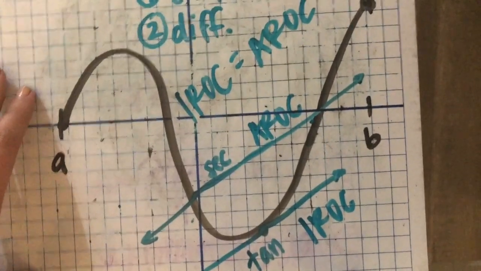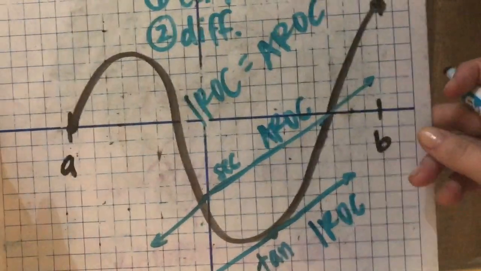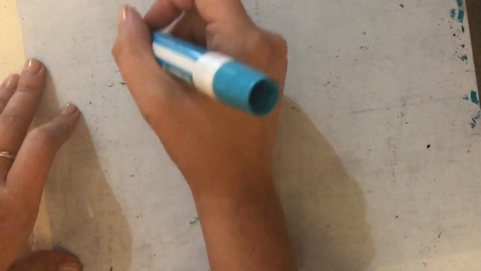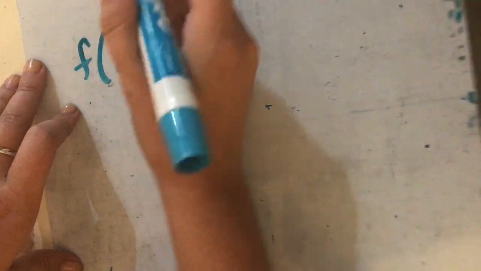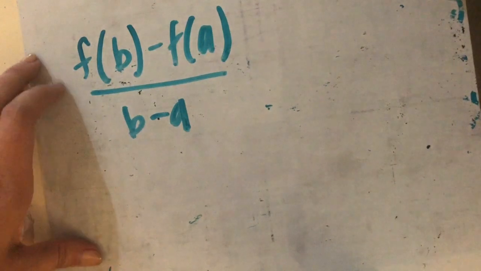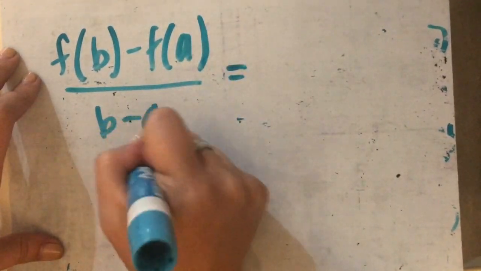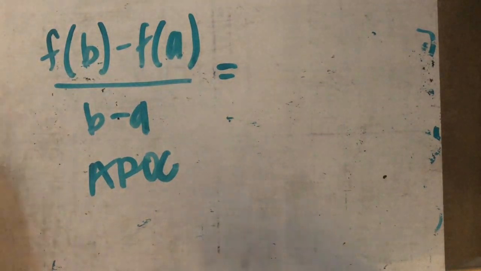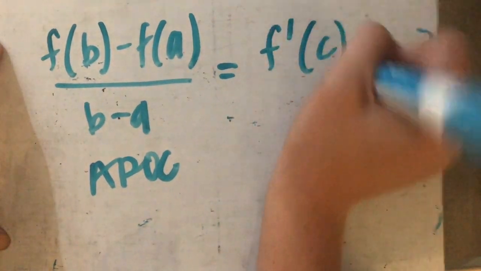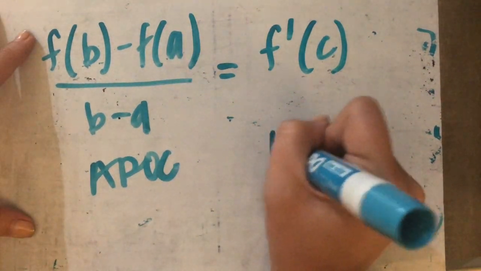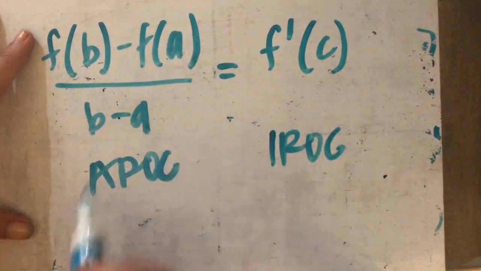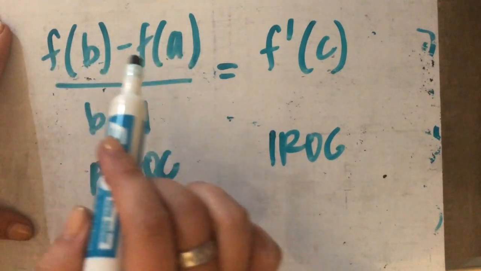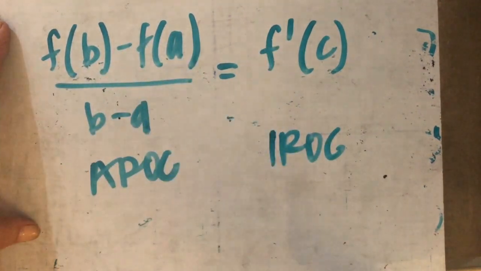And we know formulas for IROC and AROC. So let's think about what those formulas are. AROC, remember, is F of B minus F of A all over B minus A. So this is my AROC, is equal to my IROC, and we know that IROC, the instant rate of change, is the same as the derivative. So essentially what the mean value theorem is asking me to do is to find where the average rate of change, slope of the secant line, is equal to the IROC, or the derivative.